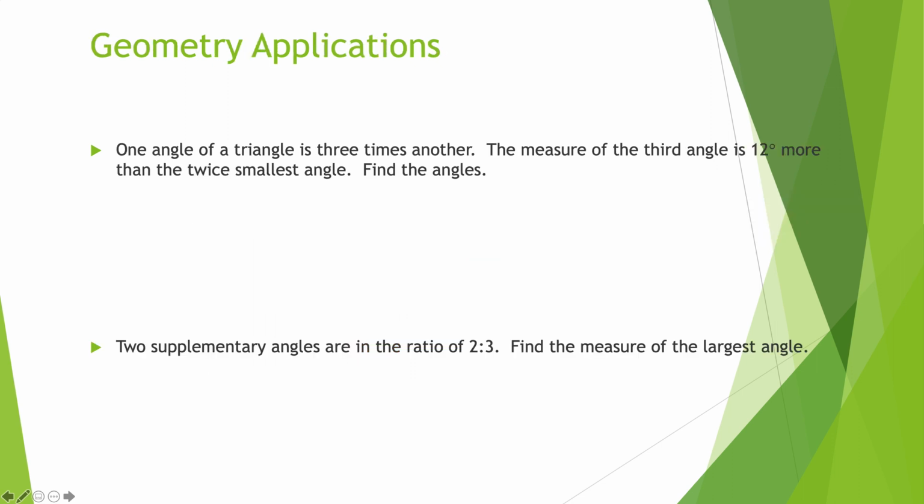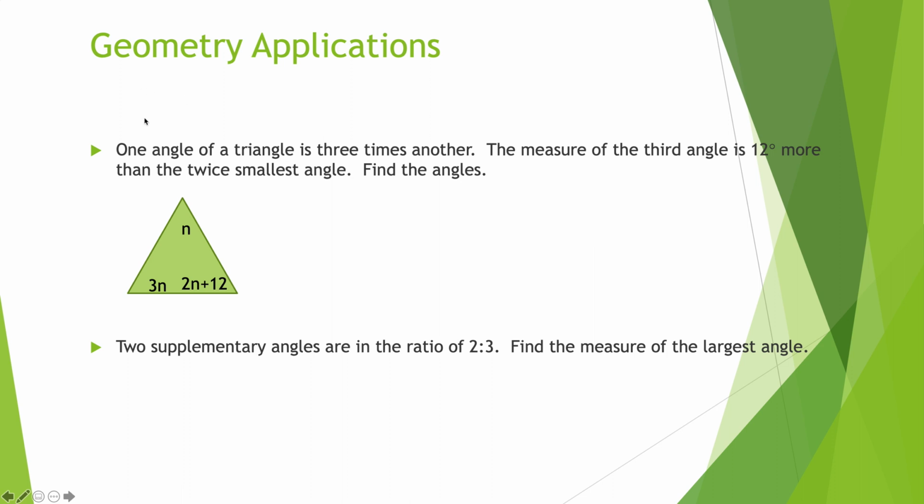Then we started working on the 3 angles of a triangle. Now, do you remember what the 3 angles of a triangle always add up to? They add up to 180 degrees. So what we would like to do now is draw our picture, and in that picture, one angle is 3 times another, so that's n and 3n, and the third angle is 12 more than twice the smallest, so that would be 2n plus 12.